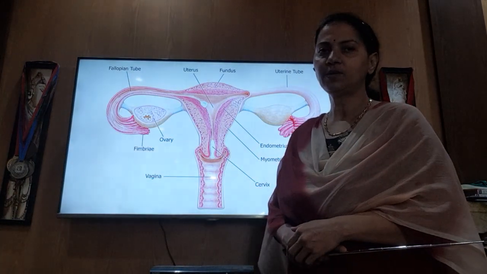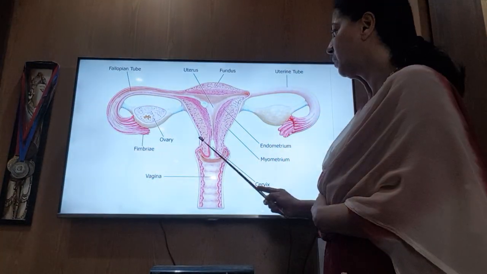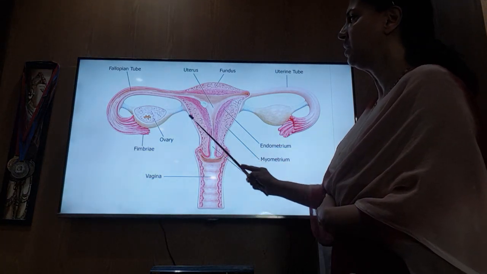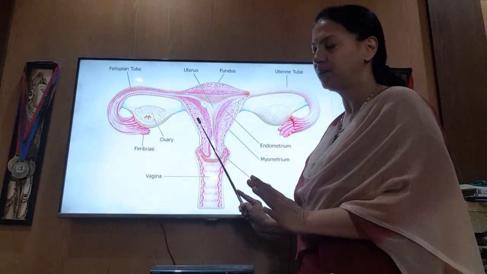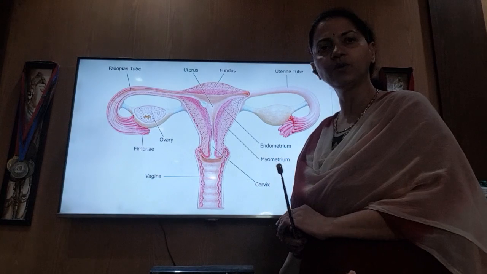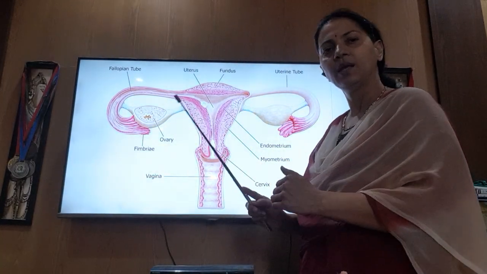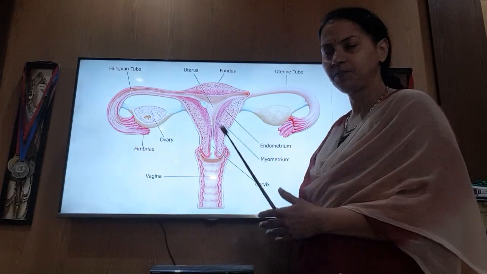Now, like all structures, we have to talk about the blood supply. We have already said the arteries which are present in the broad ligament, they are going to supply the arterial blood. So uterine artery, ovarian artery, both are going to supply the blood. And similarly, counterpart veins are going to drain it.